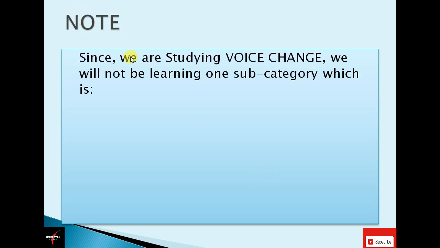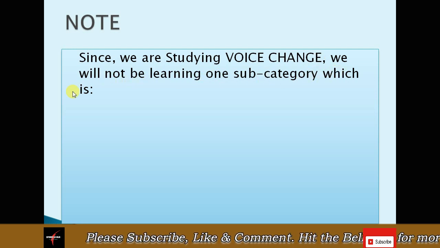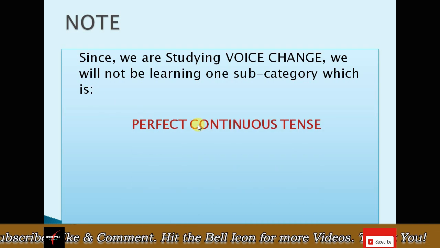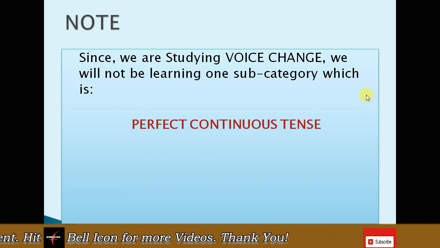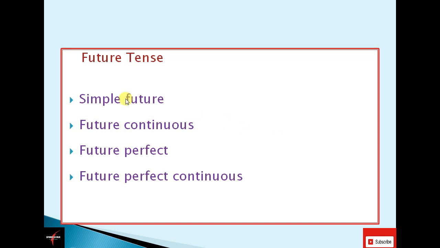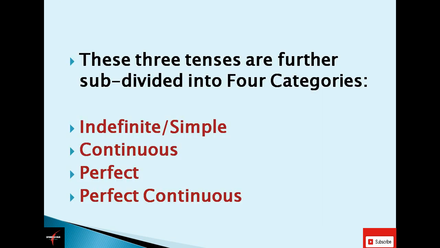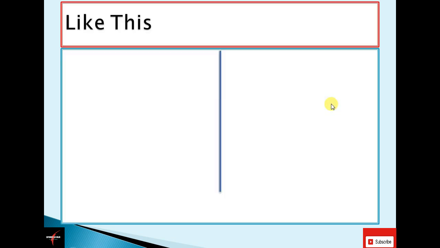Now note, since we are studying voice change, we will not be learning one subcategory, which is the perfect continuous tense. Perfect continuous tense is not used in voice change. Okay, so we will be learning only the three subcategories, that is the first one, indefinite, continuous, and perfect. We will not learn perfect continuous tense in voice change.